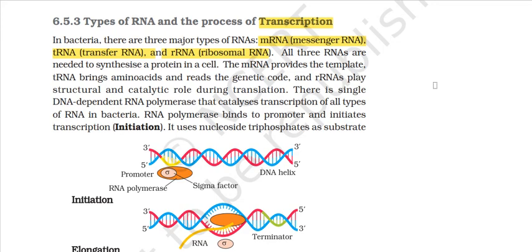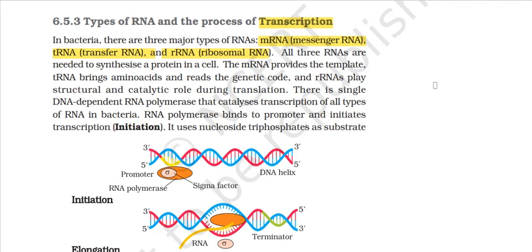The messenger RNA will provide the template, and the transfer RNA will bring the amino acids which are to make the polypeptide, and it will read the genetic code, what kinds of amino acids are to be brought. And the ribosomal RNAs also have some catalytic role.